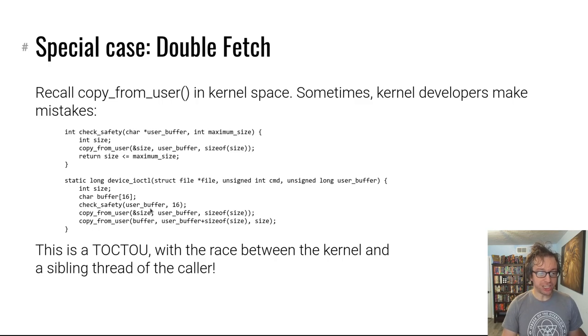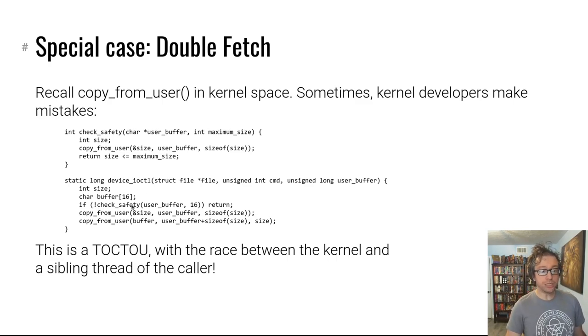It calls check safety on the user buffer and says, hey, check to make sure that the size encoded in this user buffer is less than 16. To do that, it copies the size from the user and then compares it against the maximum size and returns that. Right. Of course, I forgot to put an if statement there. Let me just fix that, one second. All right. That looks a little better.